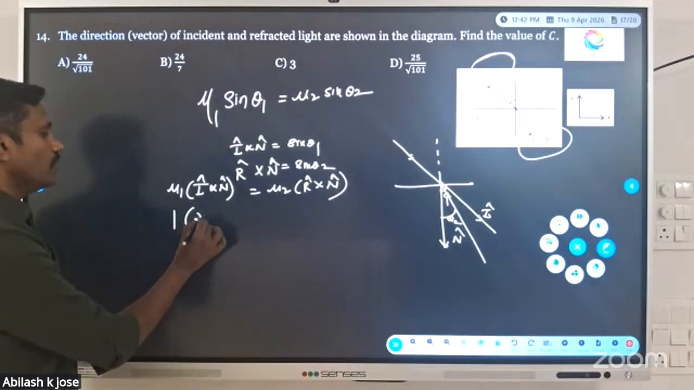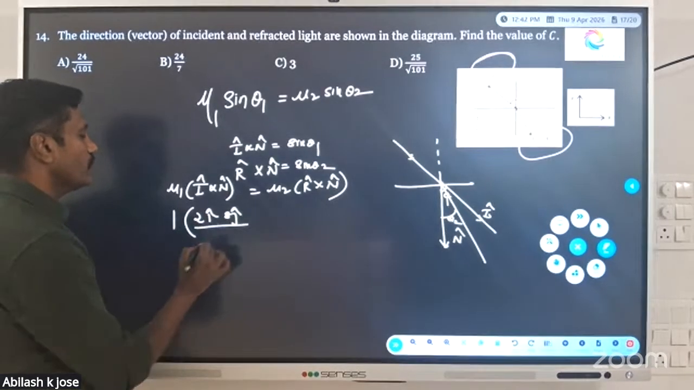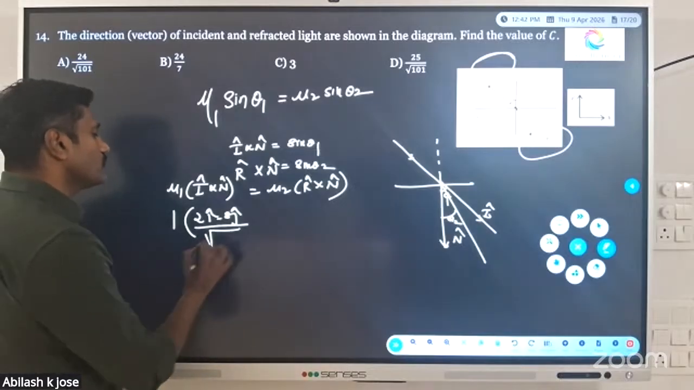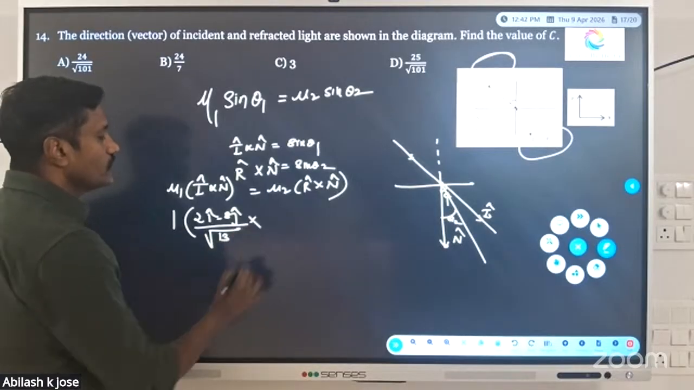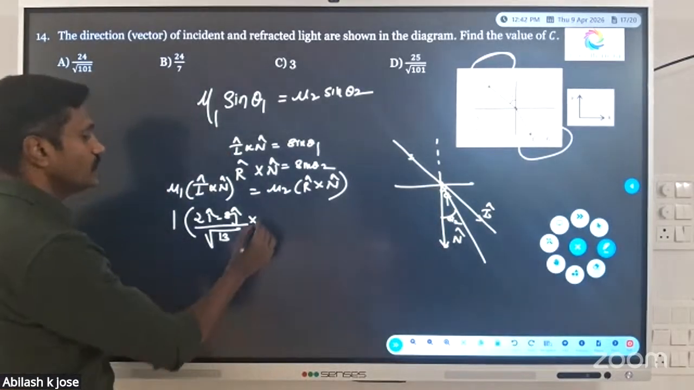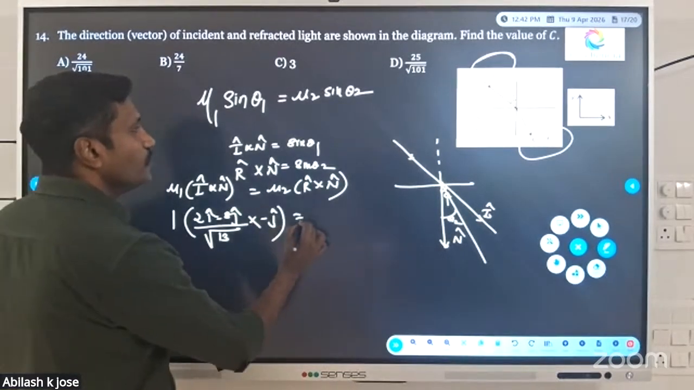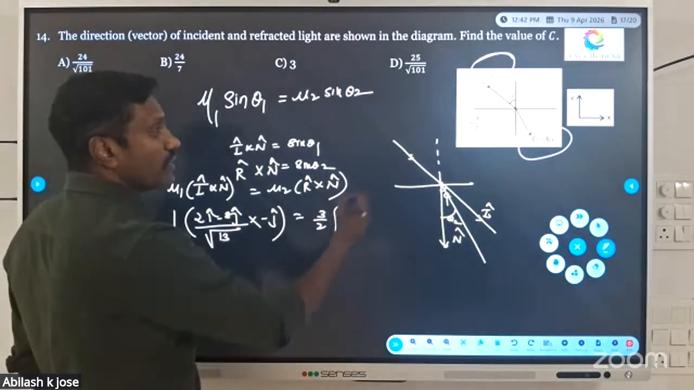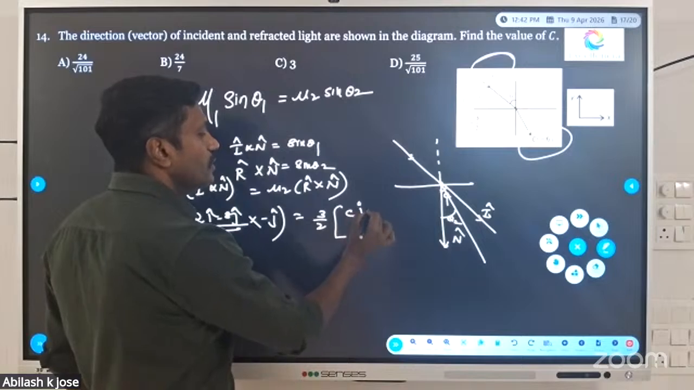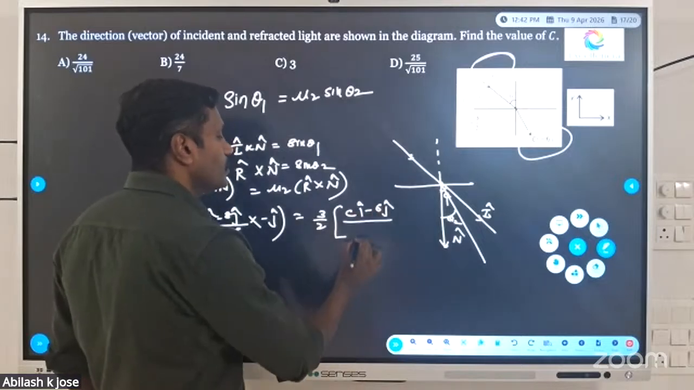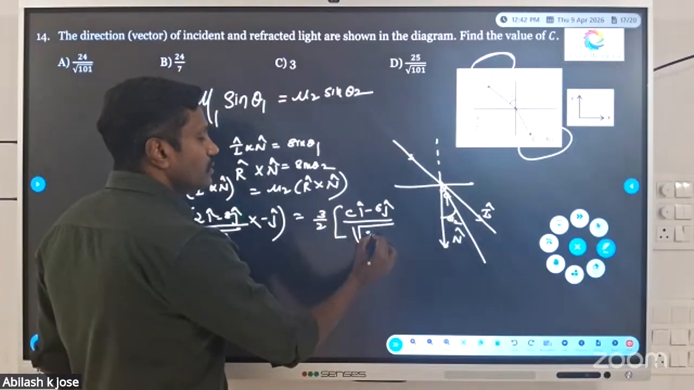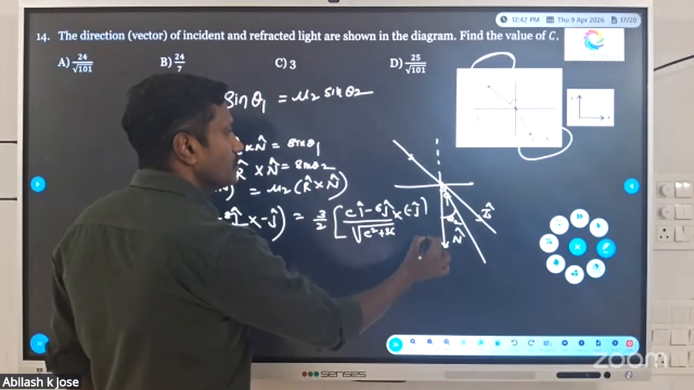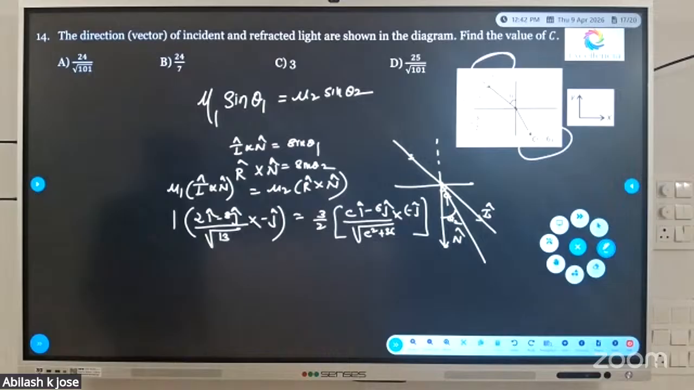Here I cap is (2 i cap minus 3 j cap) divided by root of 2 squared plus 3 squared, which is root 4 plus 9. I cap cross N cap is along the negative y direction, so it has minus j cap, and this is equal to mu2, which is 3 by 2, times R cap. R cap is the unit vector of the refracted ray, (c i cap minus 6 j cap) divided by the modulus of R, root of c squared plus 6 squared. Again, j cap cross N cap is along the negative y direction.